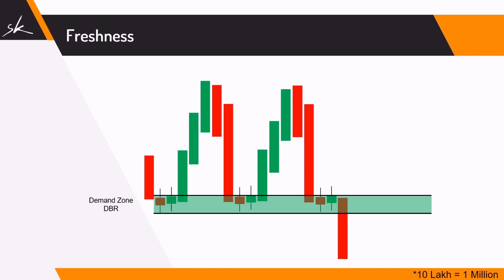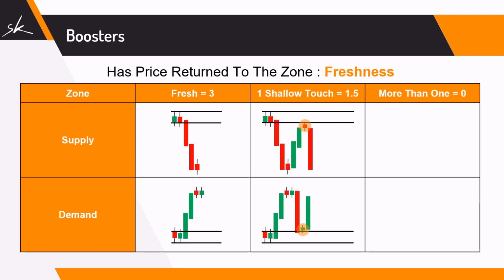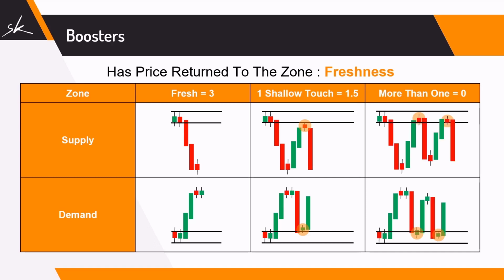What we understand from this example is that if a zone is fresh, it can have pending orders. But the more number of times a zone is getting tested, with each test the quantity of pending orders can decrease or deplete. This is why freshness is the very first quality booster. If the zone is fresh, it can have pending orders. Therefore, a fresh zone will get a score of 3. If a zone has been tested once but a shallow touch, we will give it a score of 1.5. And if a zone has been tested multiple times, we will give it a score of 0.